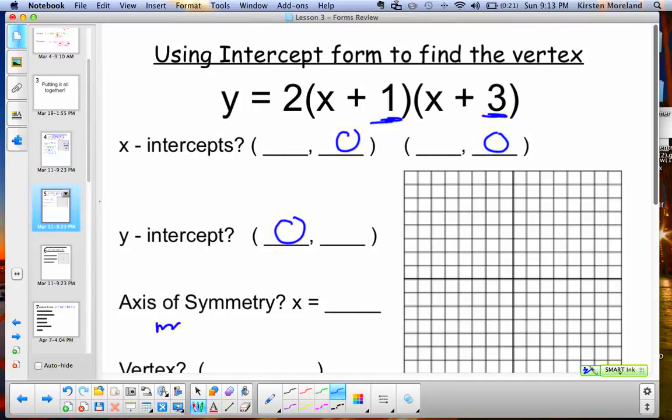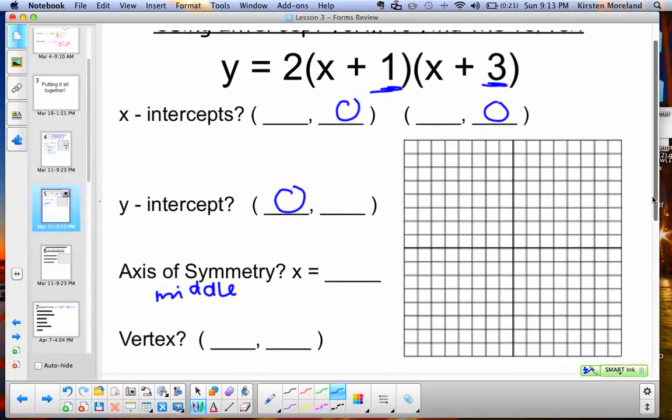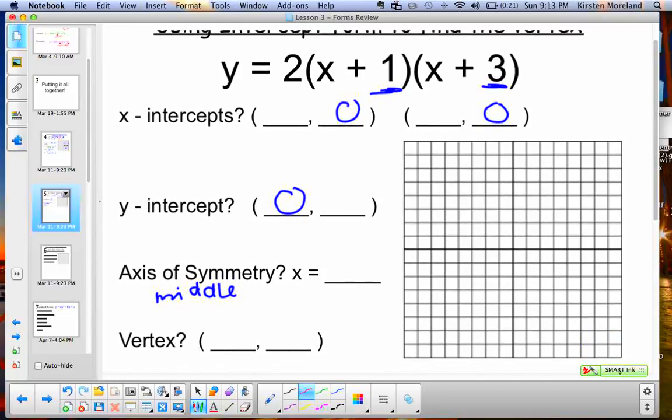And remember, the axis of symmetry is just the middle, or it's kind of like finding the median first semester. All right, so try this one on your own. X-intercepts are at negative 1 and negative 3. It's the opposite sign, so I'm going to go to negative 1, negative 3. And the axis of symmetry is easy. It's right in between there, which is at negative 2.